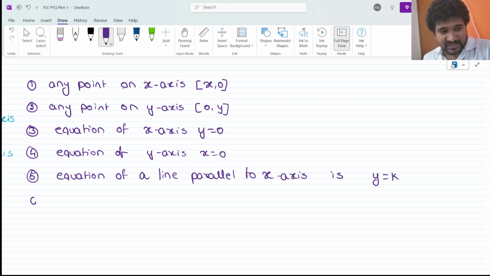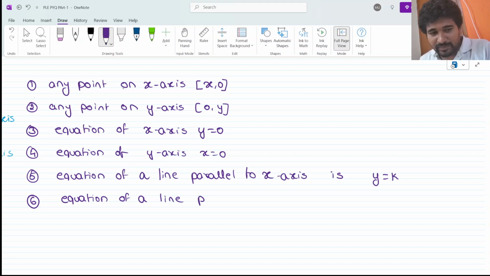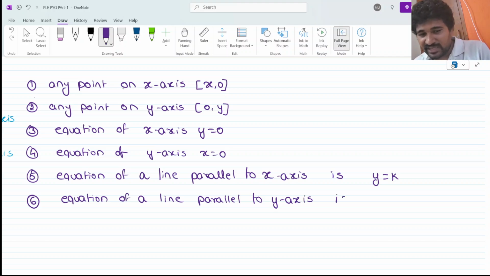Next, the sixth and last point: the equation of a line parallel to the y-axis is x is equal to k. Yes or no? Yes or no?